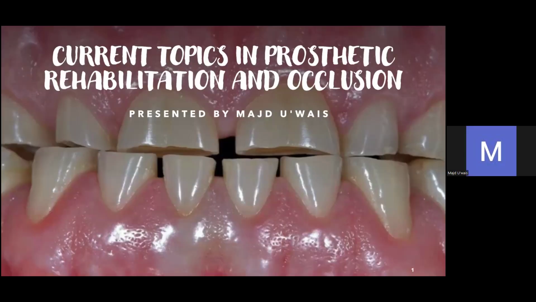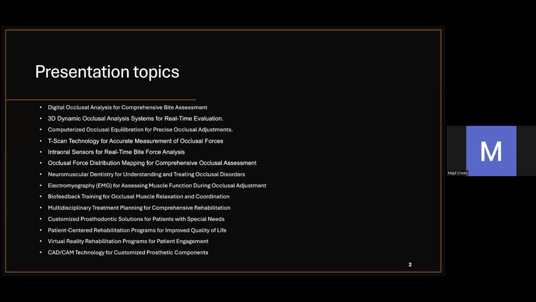Hi everyone, today I'm going to talk about current topics in prosthetic rehabilitation and occlusion. And this is my topic list. First, I will talk about digital methods in occlusal analysis, then a little bit about electromyography and neuromuscular dentistry, and finally, I will discuss case reports that involve prosthetic rehab for special needs, multidisciplinary work, implants, and splints.